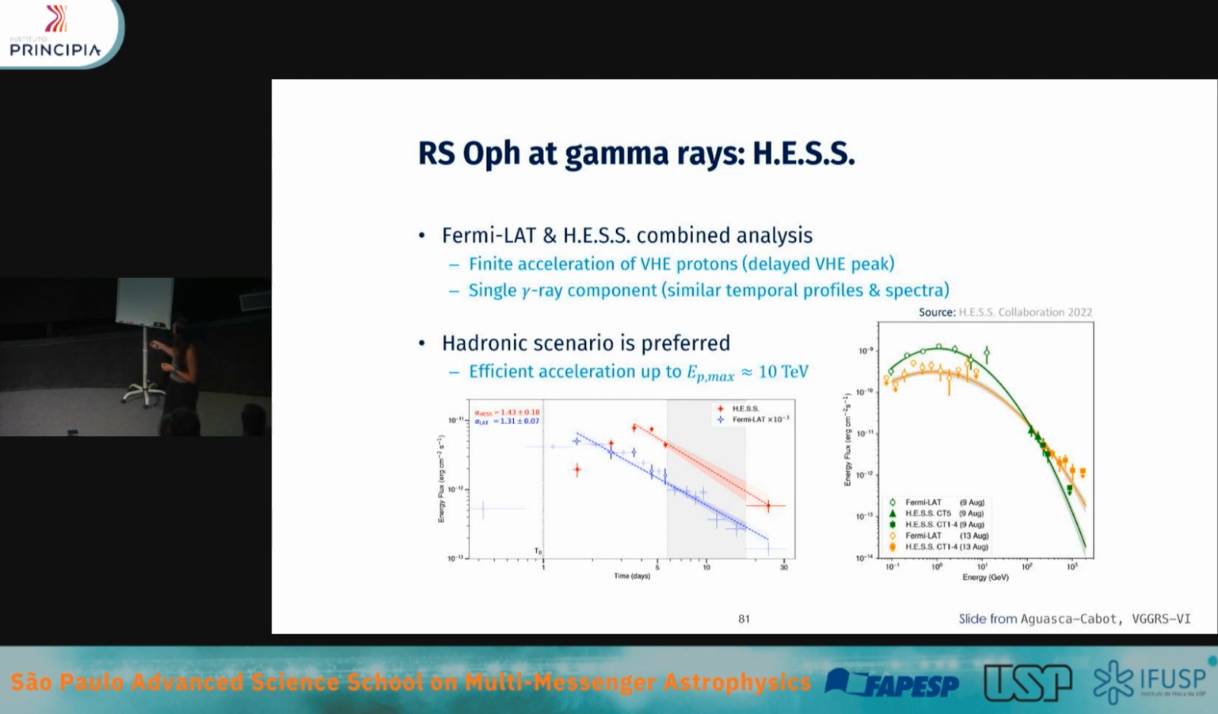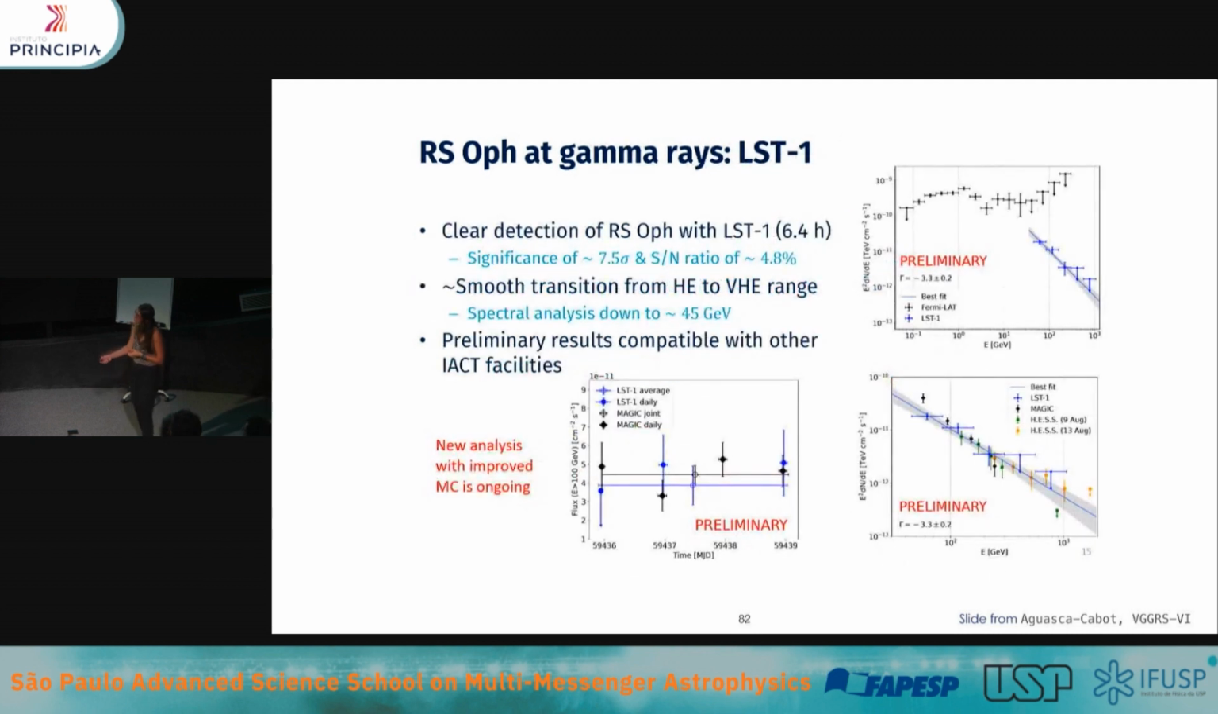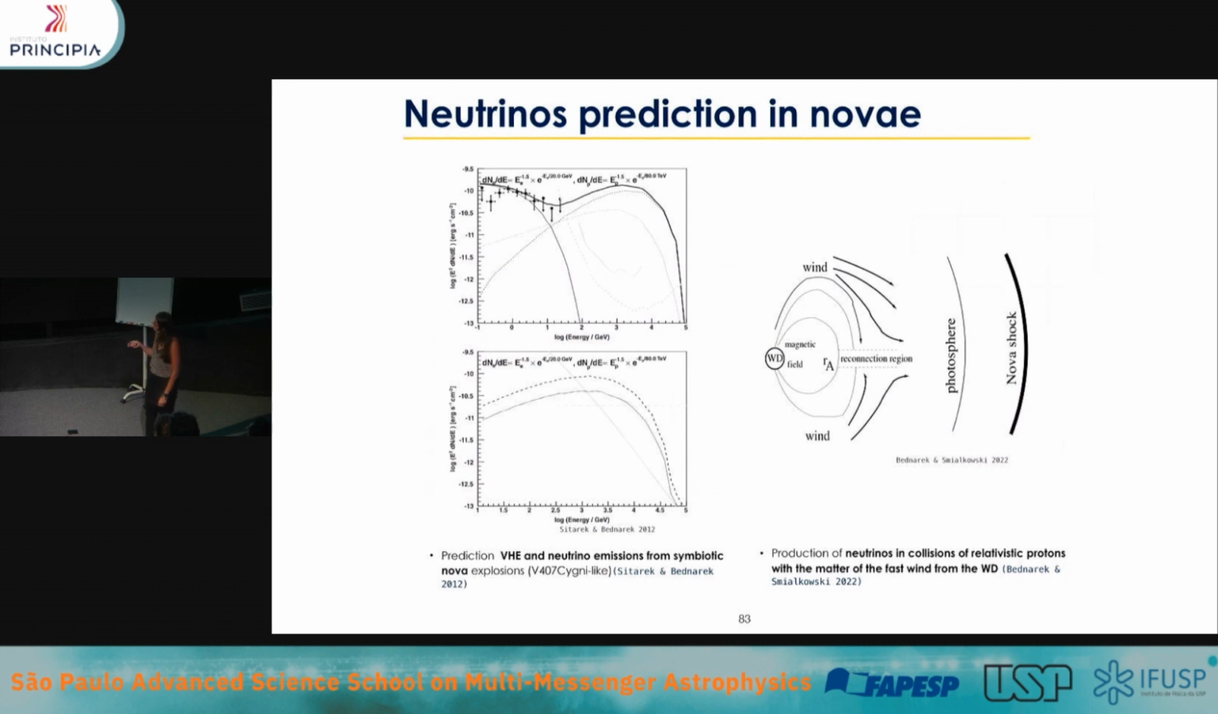So this is the detection by H.E.S.S. I already showed you the light curve, and this is what the spectra look like for the first night and how it evolved for the last night. H.E.S.S. also says that the hadronic scenario is preferred, so we know that protons are indeed accelerated there. And then the Large-Sized Telescope one, if you remember this big new telescope that we have for CTA, also observed it and also detected it. So you see that it's working fine. You can see here how the emission fits with the MAGIC and the H.E.S.S. results. So even if it's still in commissioning, they are getting nice results.